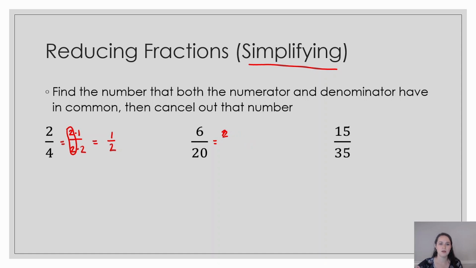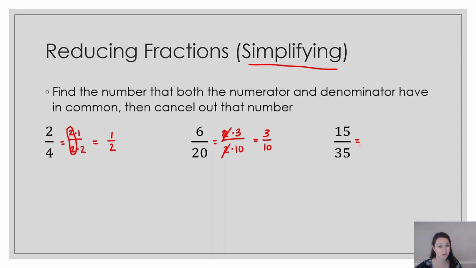We have 2 times 3 over, let's see, 20 is the same thing as 2 times 10. And you can try different factors if you see nothing's canceling out. You kind of play around with it, figure it out. I know the 2s are going to cancel out, so I'm left with 3/10. And 3 and 10 don't have any factors in common to cancel out, so I'm done. I don't have to cancel anything else out.